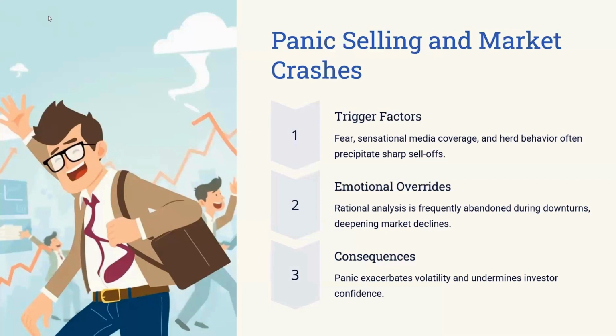The third one is consequences. Panic causes excessive volatility and undermines investor confidence. Increased volatility: the rapid, uncoordinated selling causes extreme price swings, making market conditions highly unpredictable. Undermines confidence: a market crash further damages investor confidence, making them reluctant to re-enter the market even after prices have stabilized or rebounded. This reluctance can prolong bear markets.